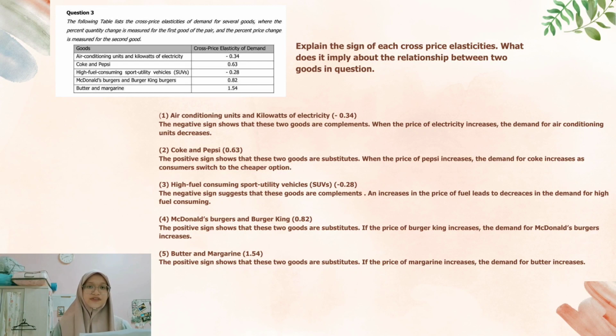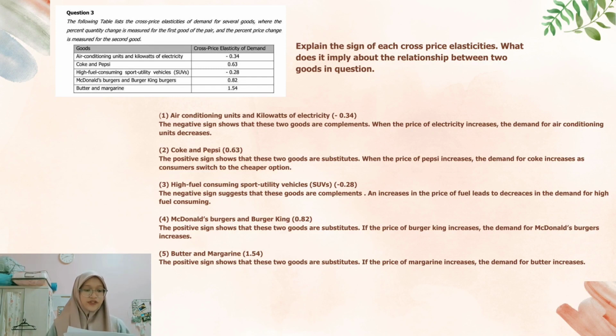Fourth, McDonald's burgers and Burger King, which is 0.82. The positive sign indicates that these two goods are substitutes. If the price of Burger King increases, the demand for McDonald's burgers also increases. The last one is butter and margarine, which is 1.54. The positive sign indicates that these two goods are substitutes. If the price of margarine increases, the demand for butter increases.